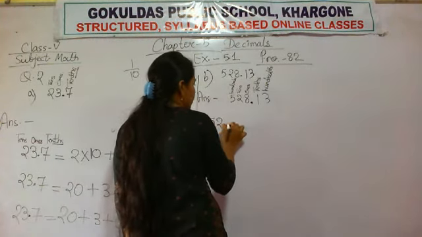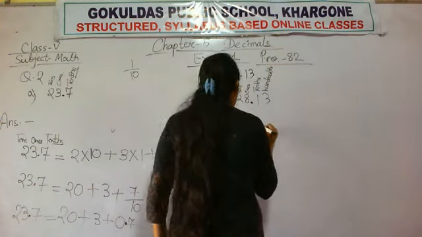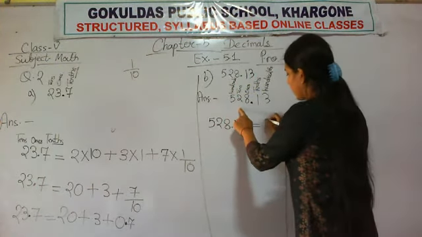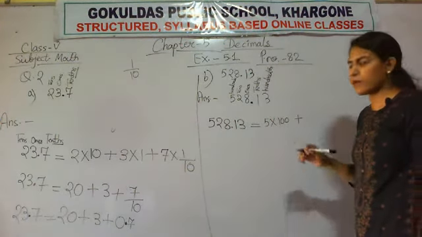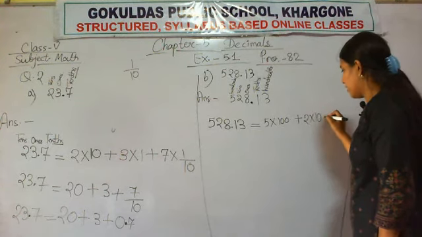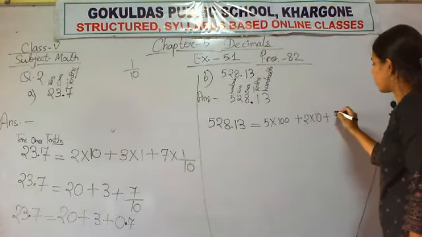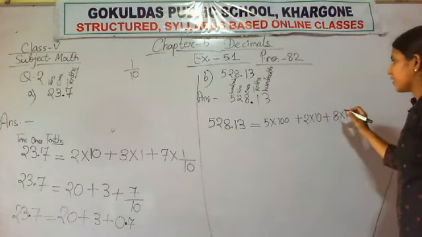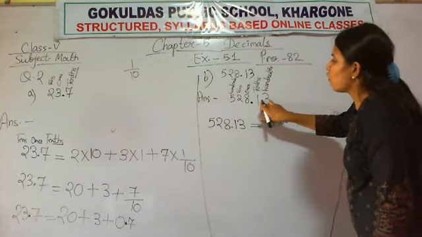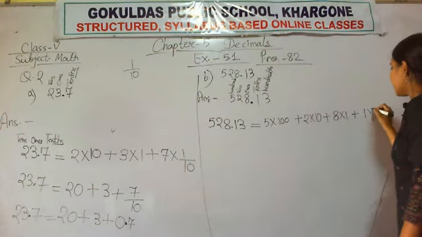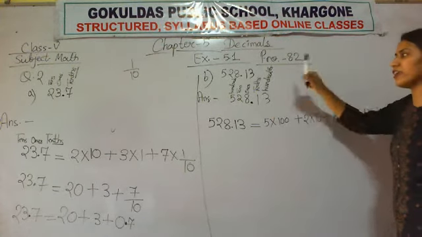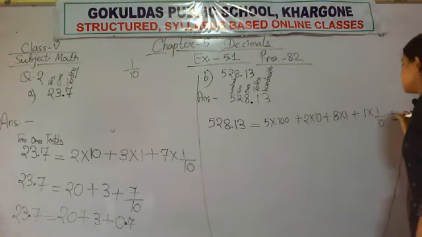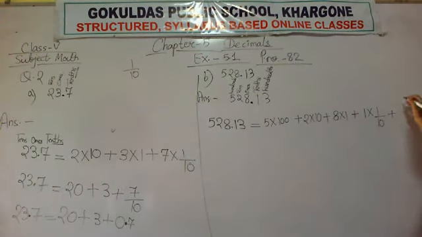Now 528.13. 5 is at hundreds place, so 5 will be multiplied with 100, plus 2 is at tens place, so 2 will be multiplied with 10, plus 8 is at ones place, so 8 will be multiplied with 1. Then plus 1 is at tenths place, so 1 will be multiplied with 1 upon 10, as we read 1 upon 10 as tenths, plus 3 is at hundredths place, so 3 will be multiplied with 1 upon 100.